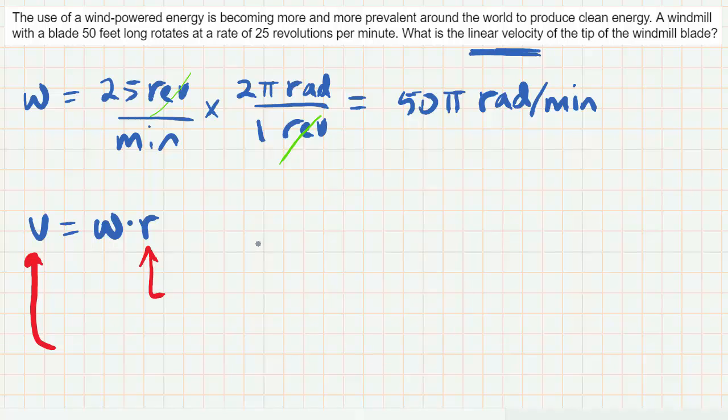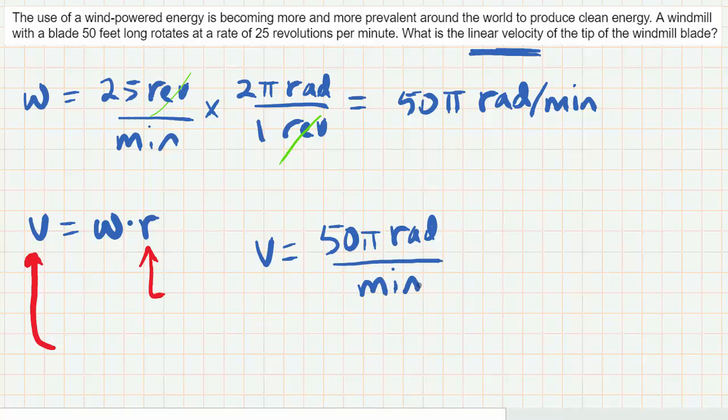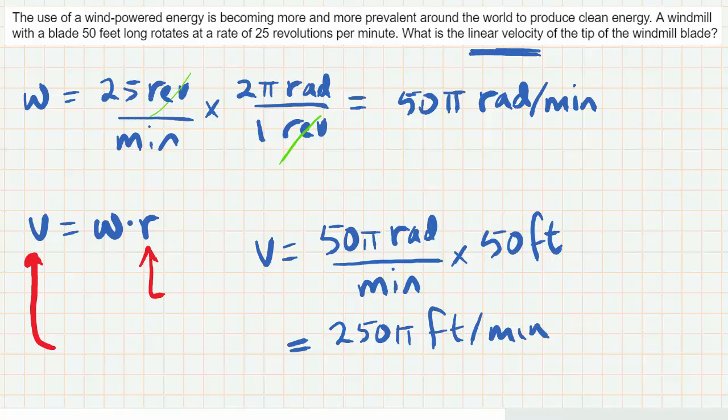In this particular case, the linear velocity is 50 pi radians per minute multiplied by the radius, which is 50 feet. So that's the distance from the axis of rotation. This then gives us 250 pi feet per minute. And that is our linear velocity.